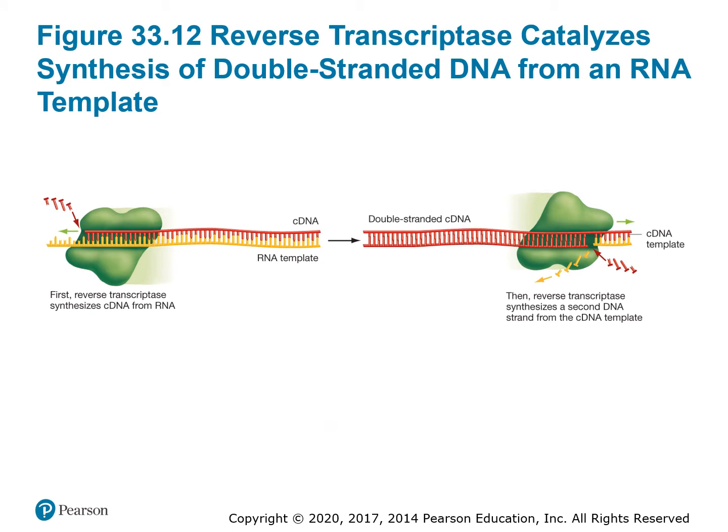Here we have the action of reverse transcriptase. The yellow section is the RNA that comes in the virus. It uses reverse transcriptase to make cDNA. So this one right here, that's what it's doing. It uses this template to make the red strand.